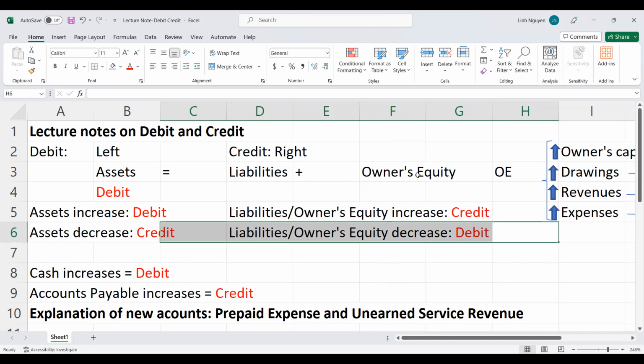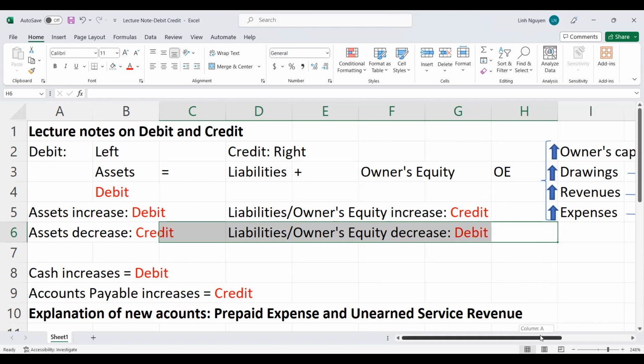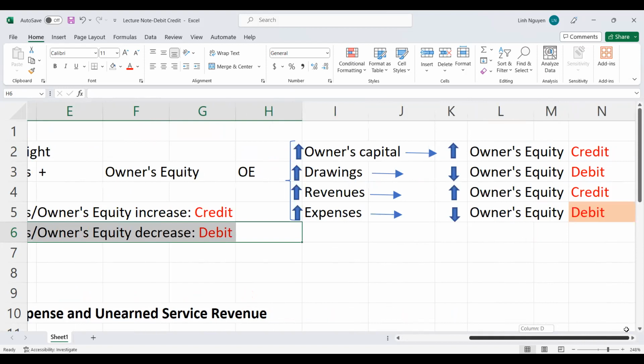And remember, owner's equity is influenced by 4 factors: owner's capital, drawing, revenue, and expenses. When owner's capital increases, it means the owner invests more money, then owner's equity will go up, and when owner's equity goes up, we credit. Drawings means the owners withdraw money from the business. The more he withdraws, owner's equity will go down, and when owner's equity goes down, we debit.